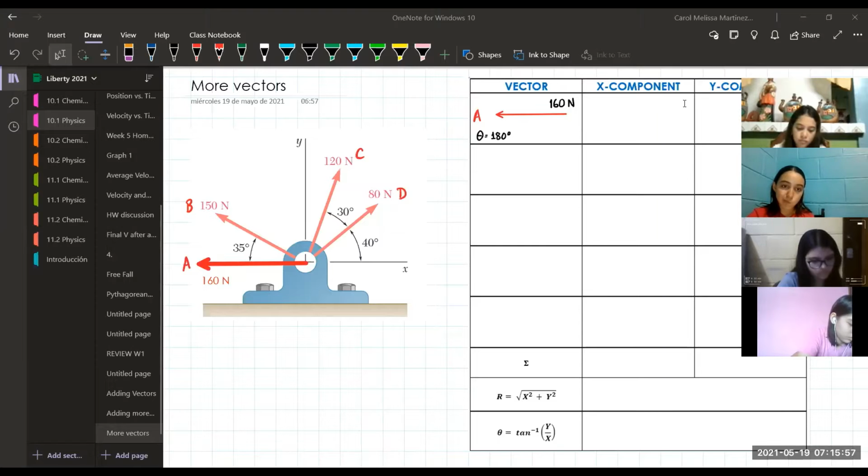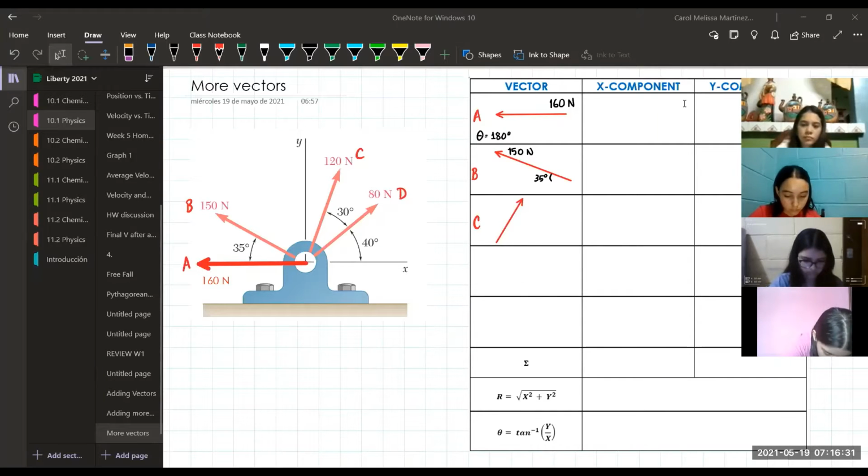The second vector is like this, and it has an angle of 35 degrees. And it measures 150 Newton. My vector C is like that. And what is the angle that I have in C? Is it 30? Is it 70?